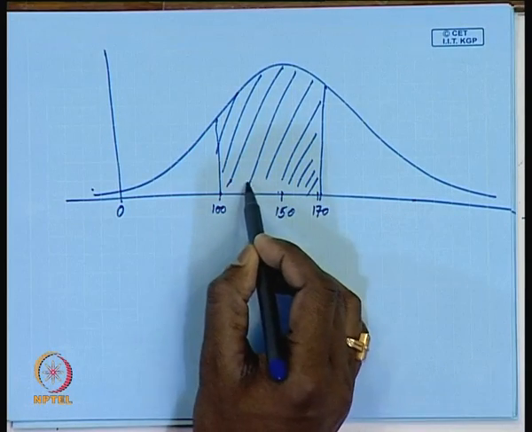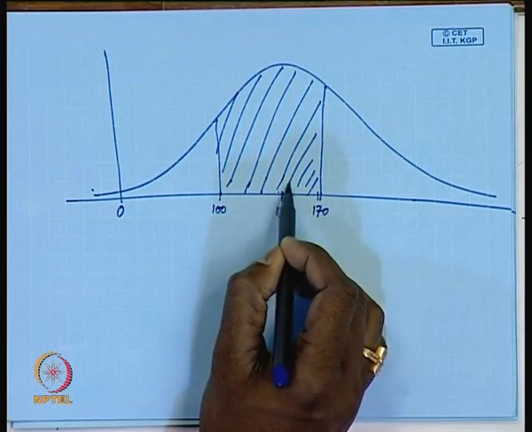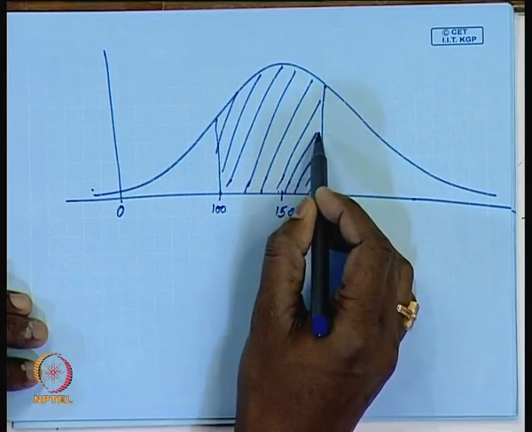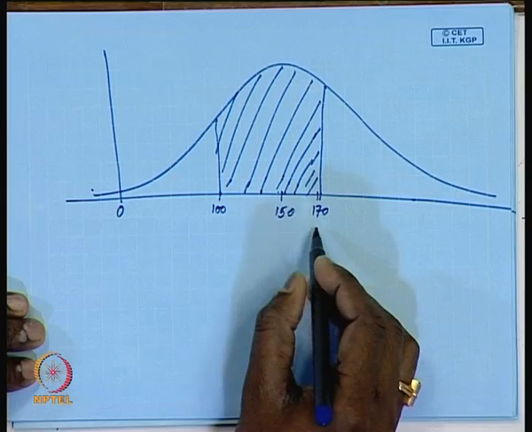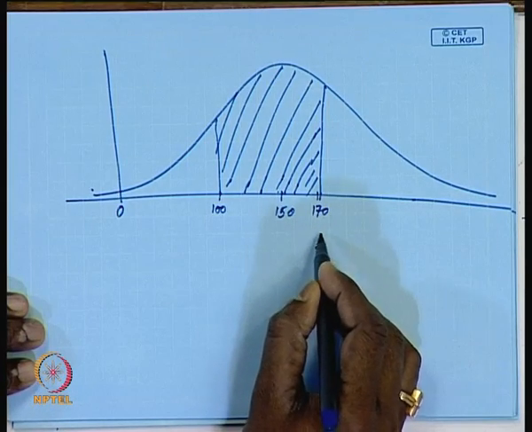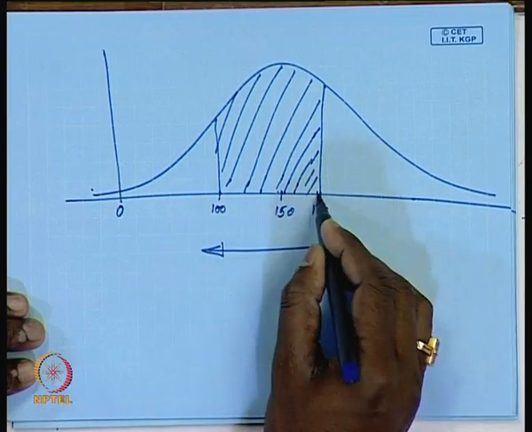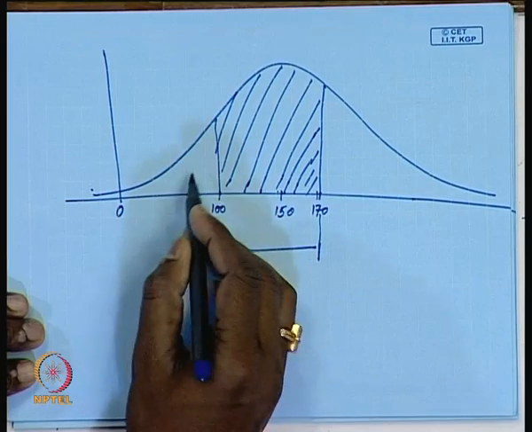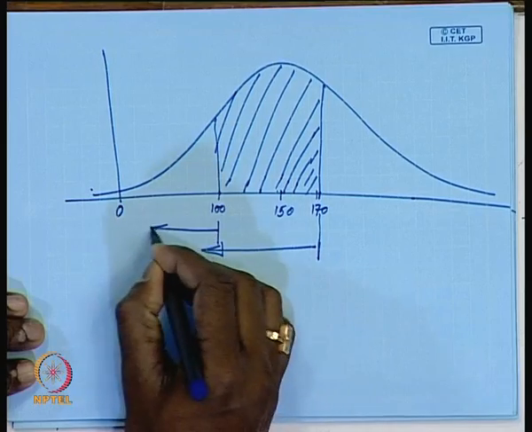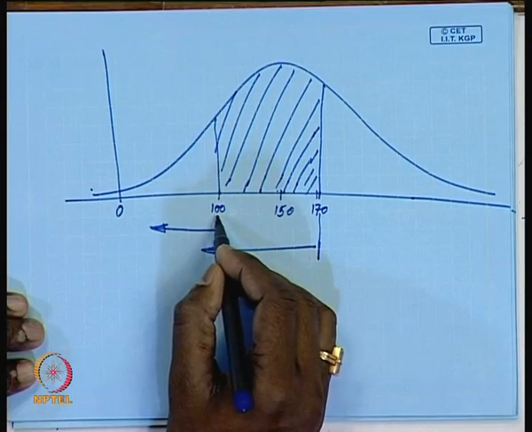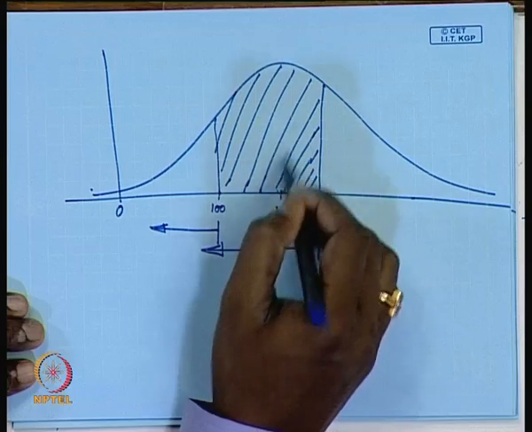So what can we get from the CDF point of view, if we want to know what this area is? First we can get the total area up to this 170, which will include this area as well, minus this area, up to 100. So that difference will give you this area.